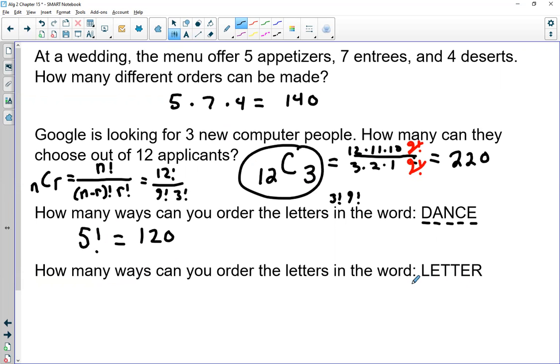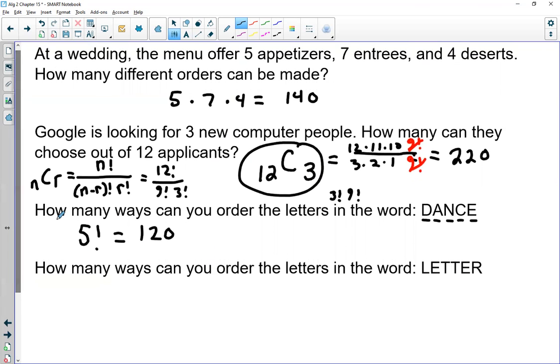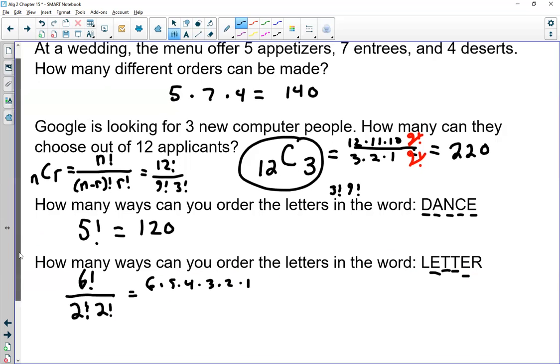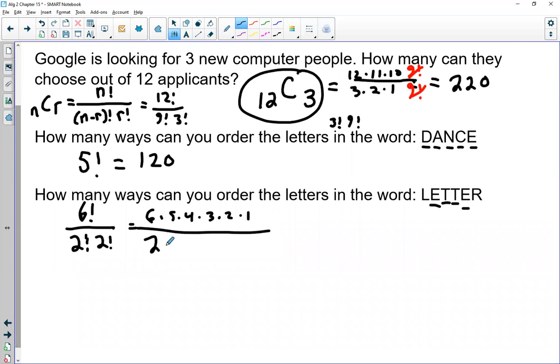Now letters. How many words can you make from the word letter? So 6 exclamation point because there's 6 letters. But there's 2 E's and 2 T's, so we have to account for that. So there's 2 exclamation point for the E's, and then another 2 exclamation point for the T's. So it's 6 times 5 times 4 times 3 times 2 times 1 over 2 times 1 times 2 times 1.